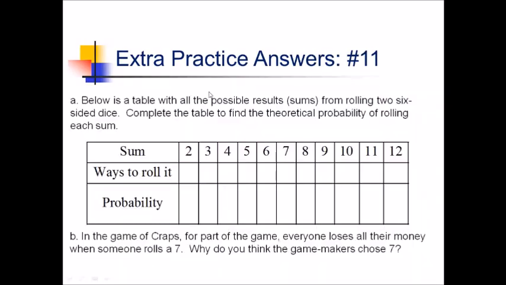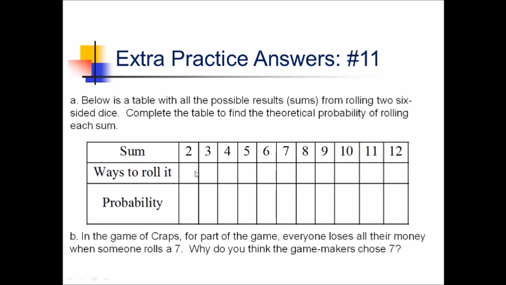For number 5, we're given a table with all the possible results from rolling 2 6-sided dice. So in other words, the possible sums of those 2 numbers. So if you roll a 1 and a 1, you could get a 2. That's the lowest you can get. If you rolled 2 6s, you could get a 12. That's the highest you can get. And you can get everything in between 2 and 12.